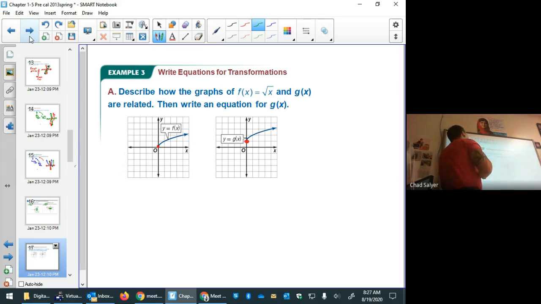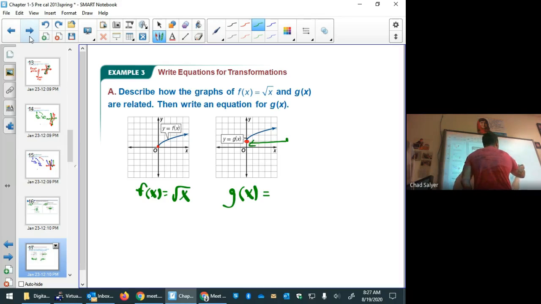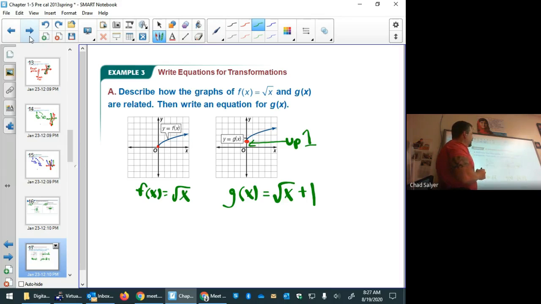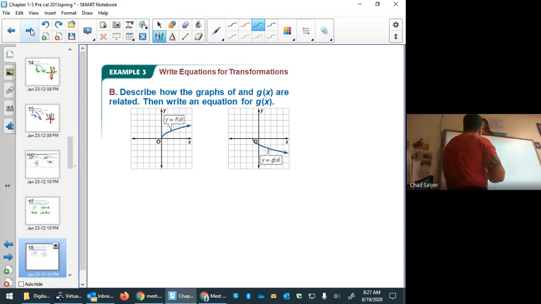This is for the graph. So describe how the graphs of f of x equals the square root of x and g of x are related, and then write an equation for g of x. So this is kind of tricky. Here they just give us the graph, and they ask us to figure out what g of x looks like. So g of x, if I start with f of x equals the square root of x, I see over here I'm up 1 unit. So the way that would look is the square root of x plus 1. That one's pretty easy. And then here's another one. So quite a bit more complicated.